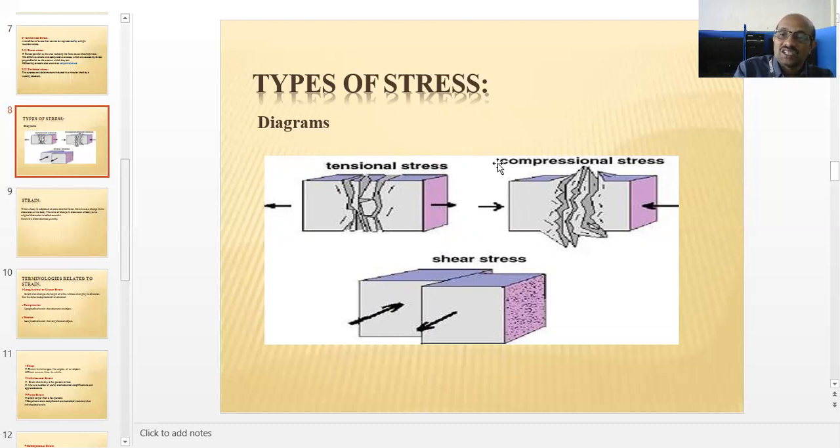But the shearing effect will cause many defects. Mechanical efficiency, thermal efficiency and volumetric efficiency will all go down. Particularly, working efficiency, especially mechanical efficiency, will go down. With this I am going to stop. In the next lecture we will see the different types of strains.